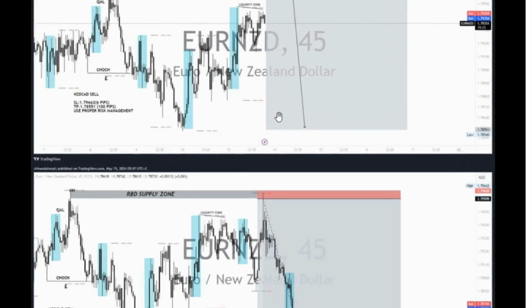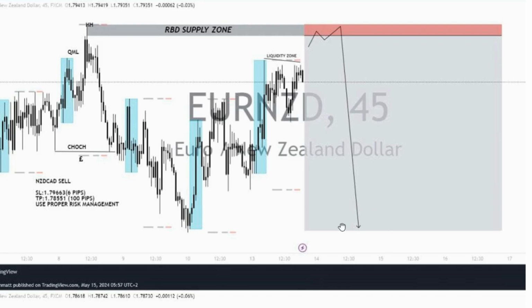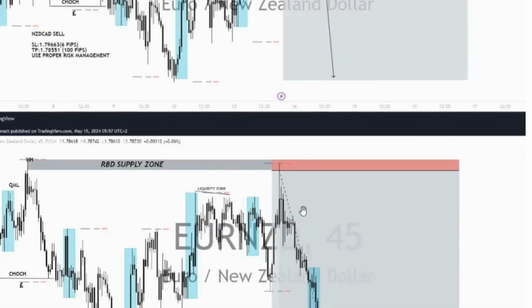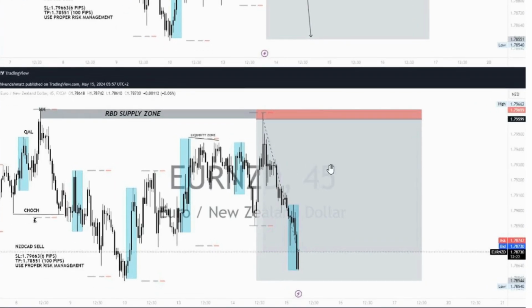This is Euro NZD, one of the beautiful setups we've taken as well. You can see that we had a rally base drop supply zone with liquidity which was left right here. And then guess what? We're waiting for the Asian session to form so that the market can actually come into our area, so that we can potentially look for selling opportunities. 6 pips stop loss and 100 pips target. Look at that, guys. That's masterclass right there. That's sniper. These are beautiful entries, guys.